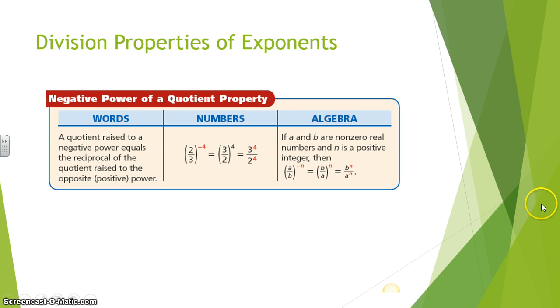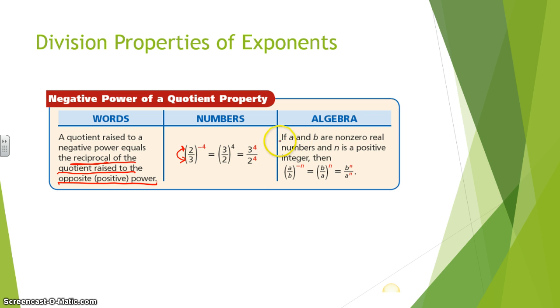Last property for this section is the negative power of a quotient property. This is when a quotient raised to a negative power equals the reciprocal of the quotient raised to the opposite positive power. So here what we have is 2/3 raised to the negative fourth power, and all you do, like they said, is take the reciprocal of the quotient raised to the opposite positive power. So I take the reciprocal, and then my exponent becomes positive. So instead of 2/3, it's going to be 3/2. Now my negative 4 becomes positive 4. So it is 3 to the fourth over 2 to the fourth.